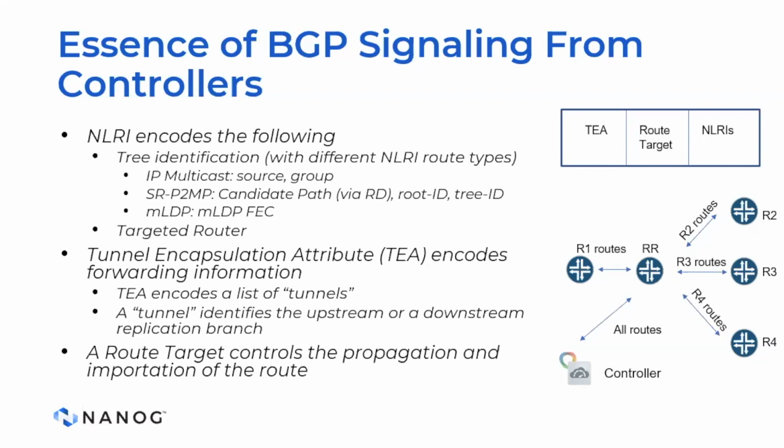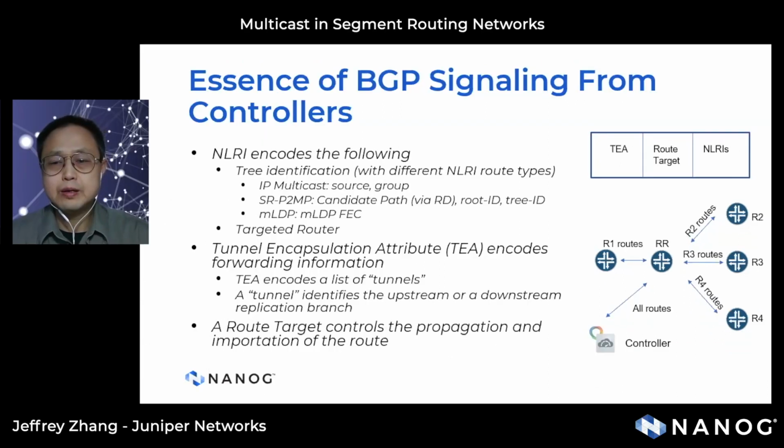We will also have a tunnel encapsulation attribute that encodes the forwarding information. That tunnel encapsulation attribute, or TEA, basically encodes a list of quote-unquote tunnels. Each tunnel will then identify the upstream or downstream information. We'll talk about that in the next slides a bit more. And finally, we also have route targets to control the propagation and importation of that route. For example, the route that the controller signals for R1 will not be sent towards R2 or R3 because of this route target.